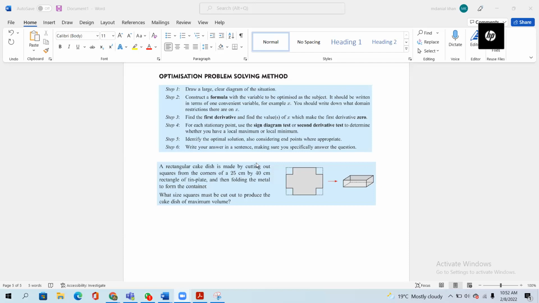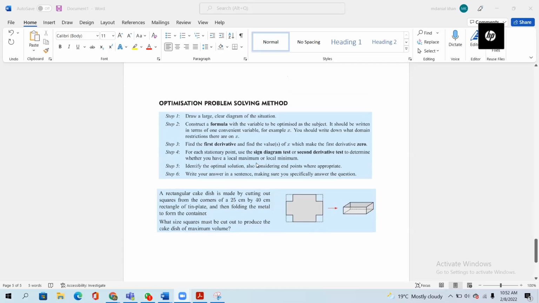Hi. In this particular class, we'll discuss the topic of optimization. Optimization is finding the maximum or minimum value of a function, and the values that we find are known as the optimal solution. The process of optimization involves the following steps.